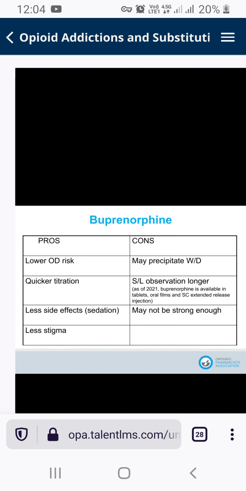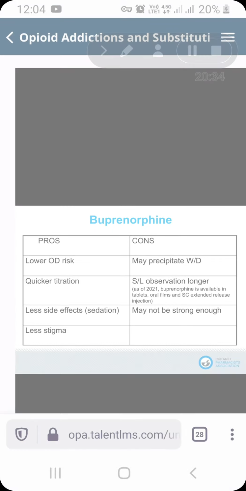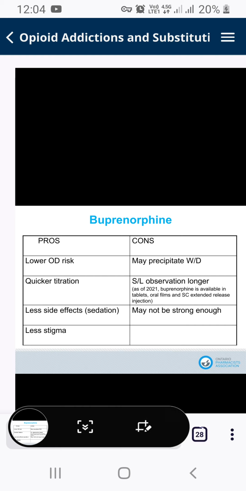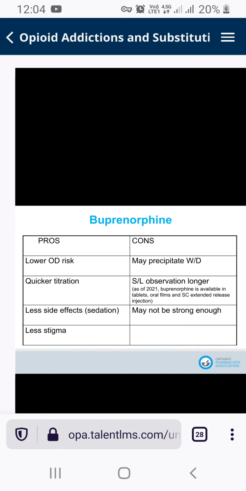Buprenorphine, let's look at some pros and cons. There's a lower overdose risk. If you rapidly titrate, by 2 or 3 days the person is feeling much better. There's generally less side effects. There's less stigma. Methadone does have a stigma, and it's important that we realize that a lot of people don't want to go on methadone.